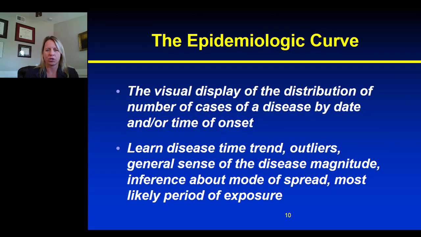Now, next I want to talk about the epidemiologic curve. This is a visual display of the distribution of the number of cases of a specific disease by date and time of onset. We use this often in outbreak investigation to learn disease time trends, to determine the magnitude of the disease, the mode of spread, etc. And I'm going to walk you through how we look at these curves now.